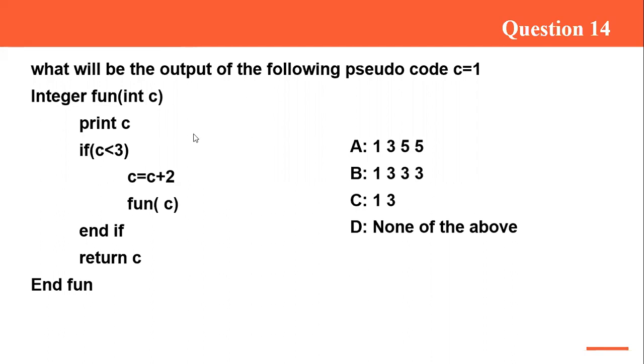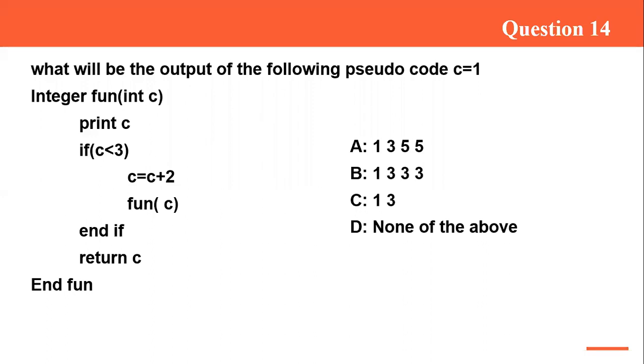Okay. For people who are saying D, can you just let me know what is the answer you got? None of the above means some other answer you would have got. What is the answer you got? Oh, 1, 3, 3 you got. Okay, fine. Looks like only two of you got that. You will see that.